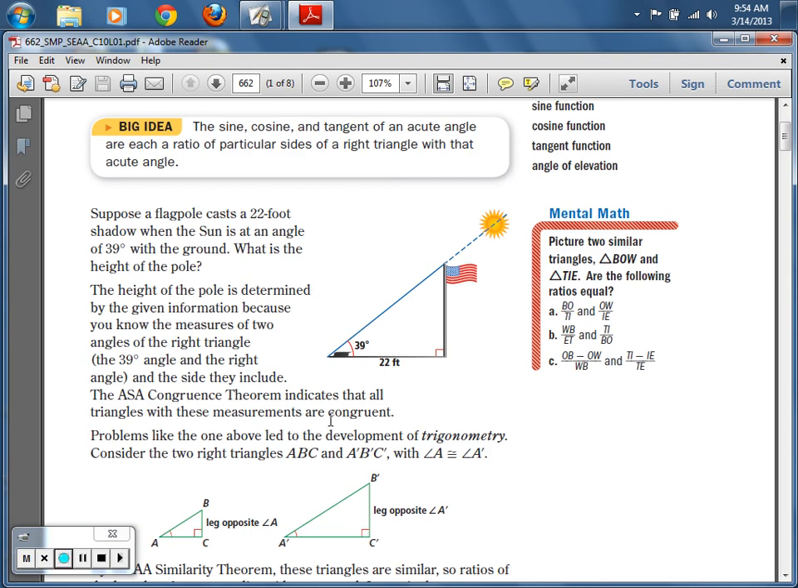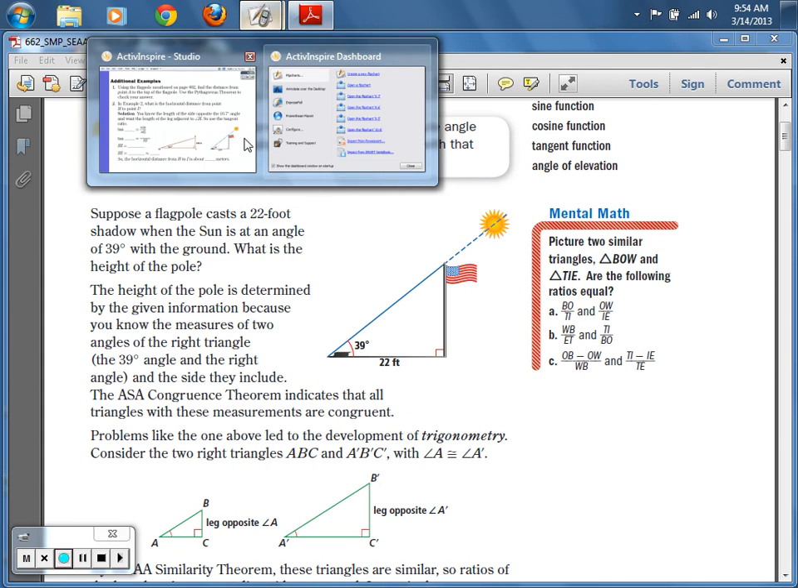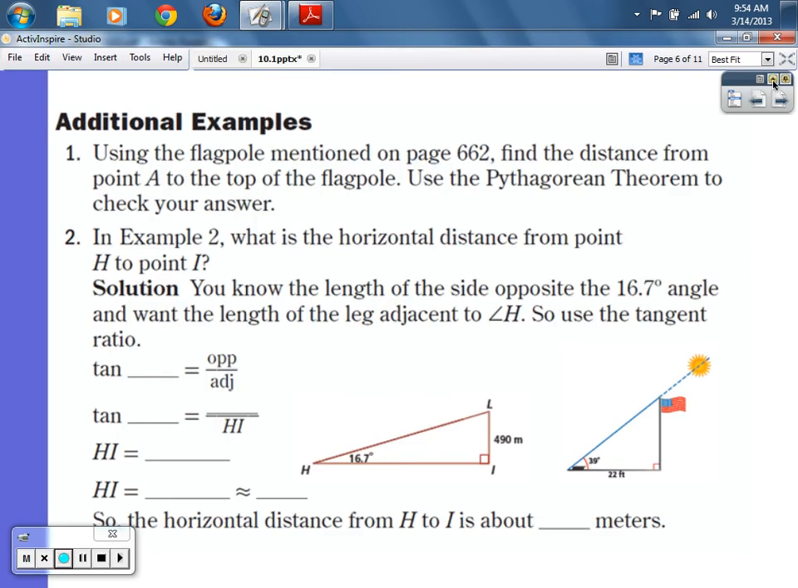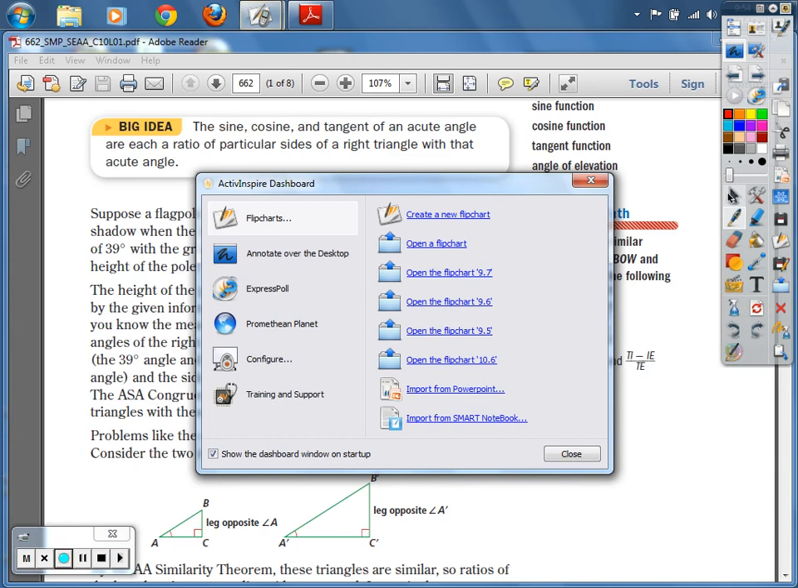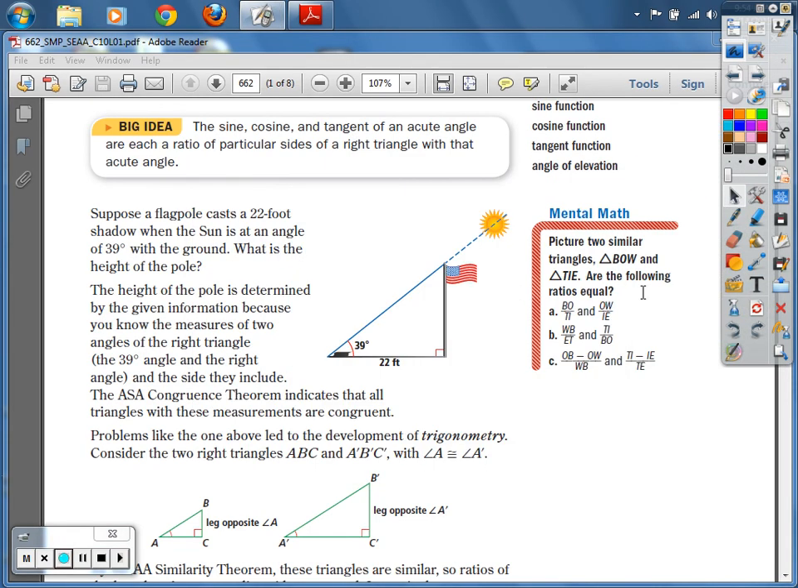Where is A? A is here. It's not labeled. I got to annotate over. Okay, this is A. Top of the flagpole is B. Okay, so actually what we're kind of looking for here is which side is this? From A, they want this distance. That would be the hypotenuse.